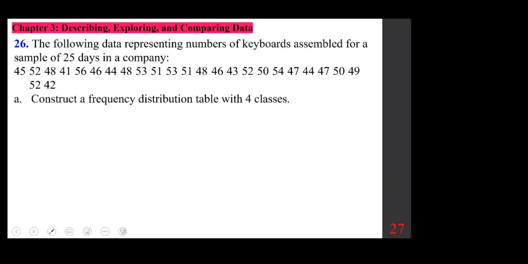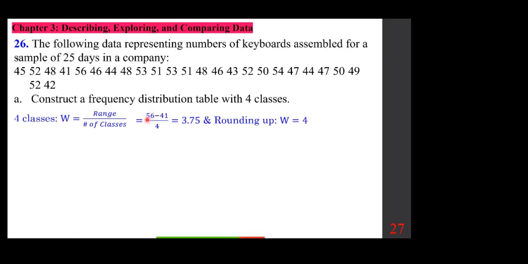To calculate the width, you really have to come up with the ranked data. I highly recommend you rank it because it's easier to construct a frequency distribution table that way. When you rank it, max minus min is the range. You divide it by the number of classes. In this case, the largest number is 56 and the smallest number is 41. We divide by 4 because we're going to use 4 classes. That gives 3.75. We have to round up.